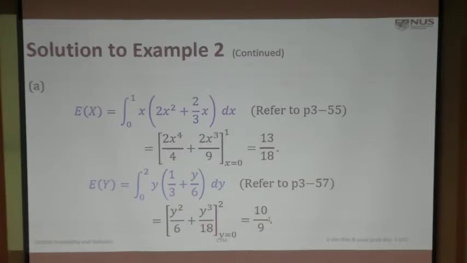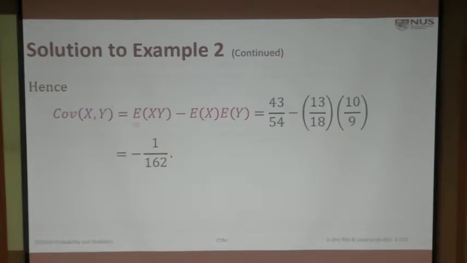So the covariance of x and y is the expectation of x times y minus the expectation of x times the expectation of y. This is the expectation of x, and this is the expectation of y. And so we get a covariance which is minus 1 over 162.